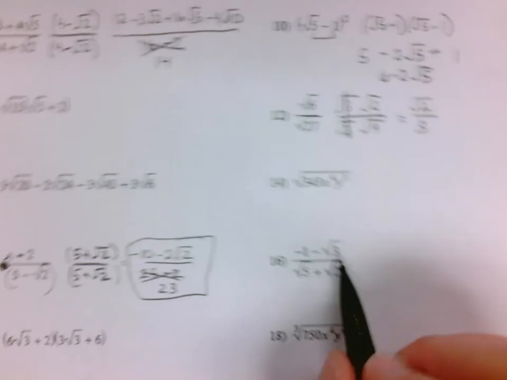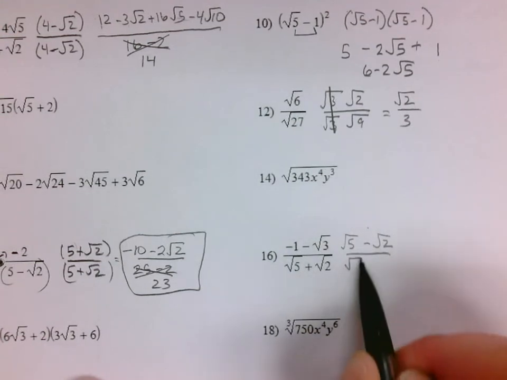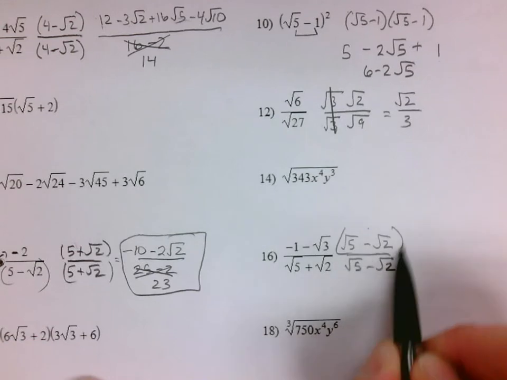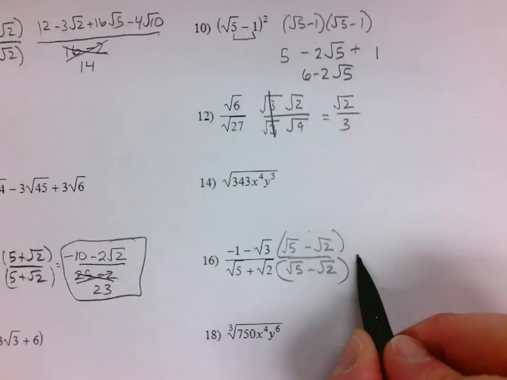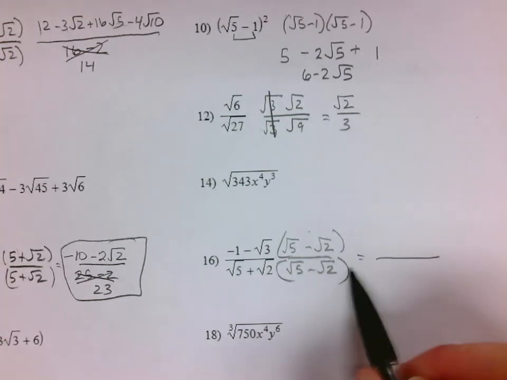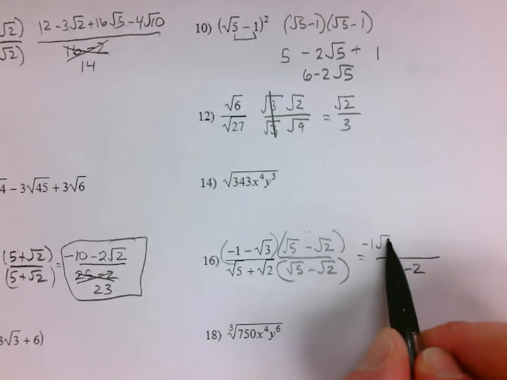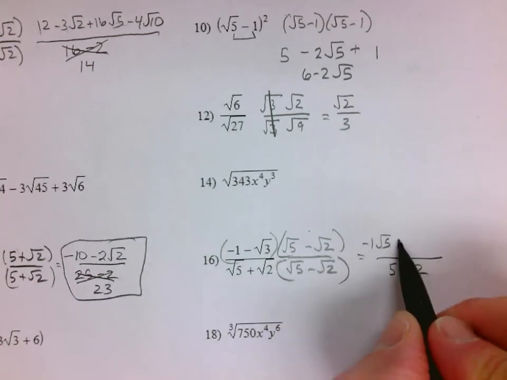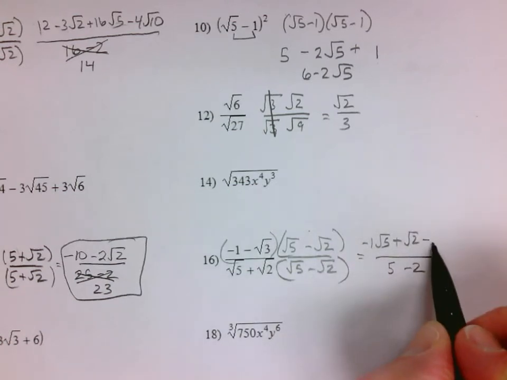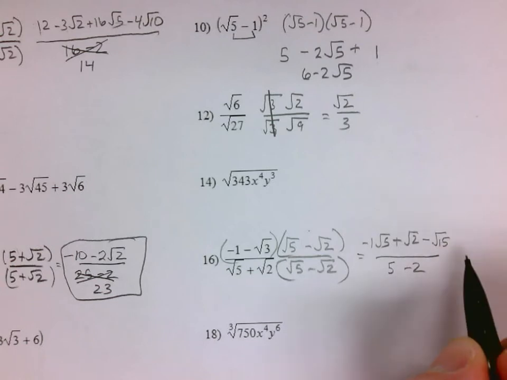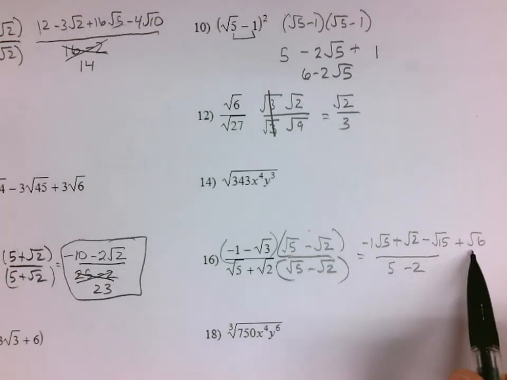Multiply by radical 5 minus radical 2. So the denominator is nice, good, we want, it's 5 minus 2. Numerator, be careful, negative 1 radical 5 plus radical 2 minus radical 15 plus radical 6. None of these can be combined. This can change to a 3 and you're good.